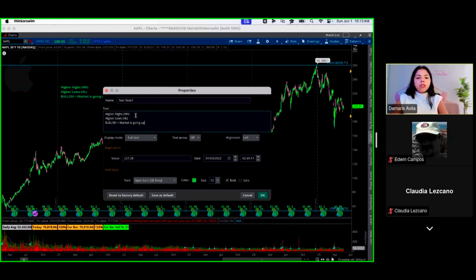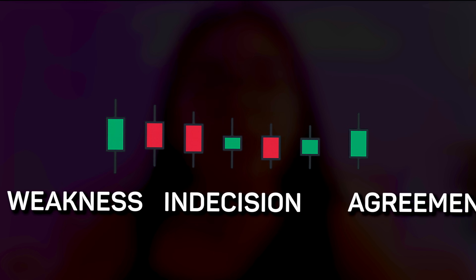There's another thing which I want you guys to know, which is the opposite, and this is reading bearish price action. So bearish means that the market is going down. So what we see when the market is going down is it's called lower highs, and that abbreviation is LH. So it's the opposite. And then we get lower lows, and that abbreviation is LL. Small bodies show weakness or indecision or agreement on price. You always want to read your candlesticks in context of the entire chart.